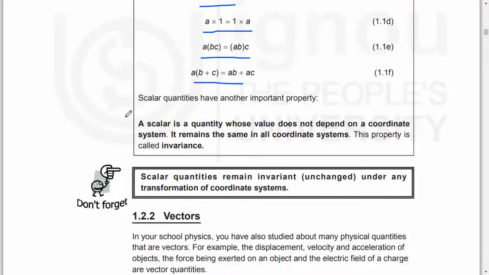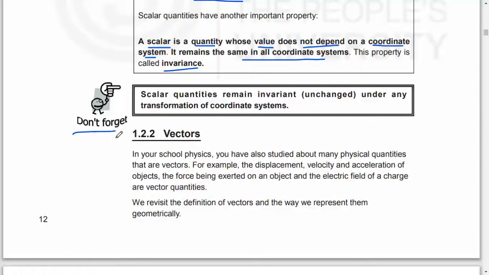Scalar quantities have another important property. A scalar is a quantity whose value does not depend on a coordinate system. It remains the same in all coordinate systems. This property is called invariance. Don't forget, scalar quantities remain invariant, unchanged under any transformation of coordinate system.